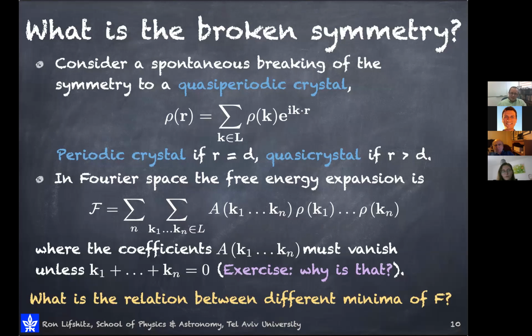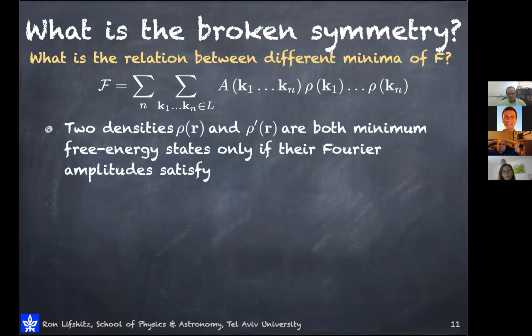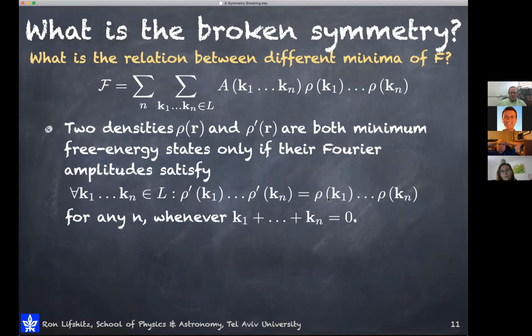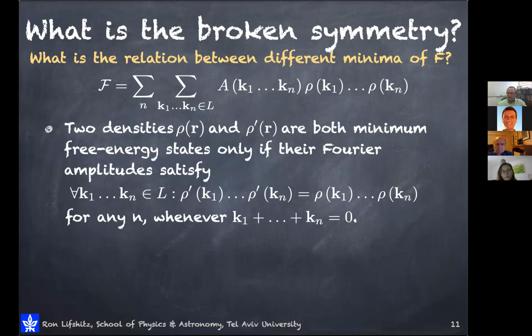Okay, now using this, I want to ask the question, what is the relation between different alternative minima of the free energy? Okay, so let's do it step by step. Clearly, if I look at this expression here, I realize the two different densities, rho and rho prime, or order parameter fields, rho and rho prime, are both minimum free energy states of the same free energy, they can be minimum free energy states only if their Fourier amplitudes satisfy the equality of these products whenever they appear in the free energy. Okay, in a generic situation, I mean, there might be accidents, but I'm ruling out accidents.